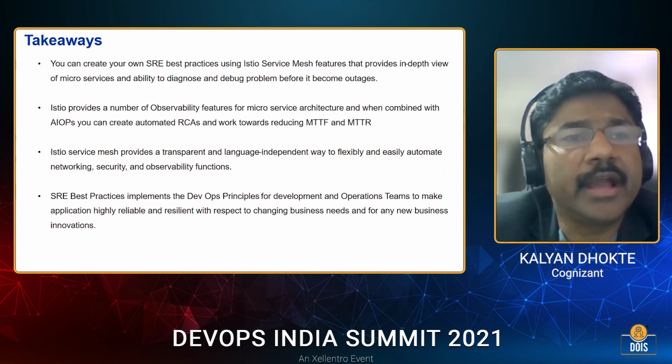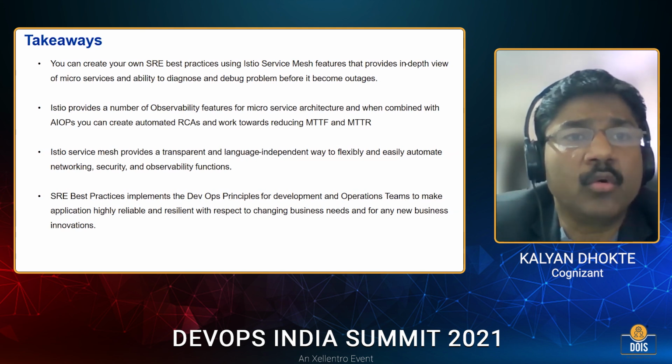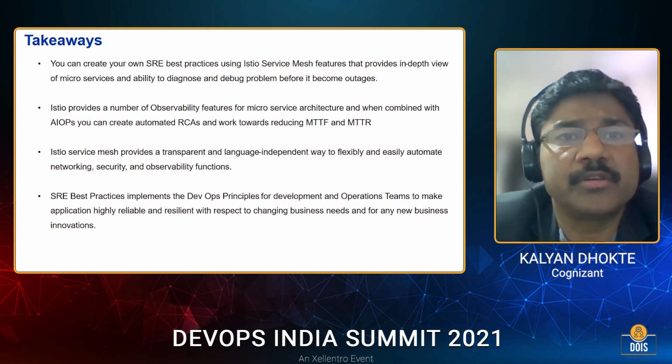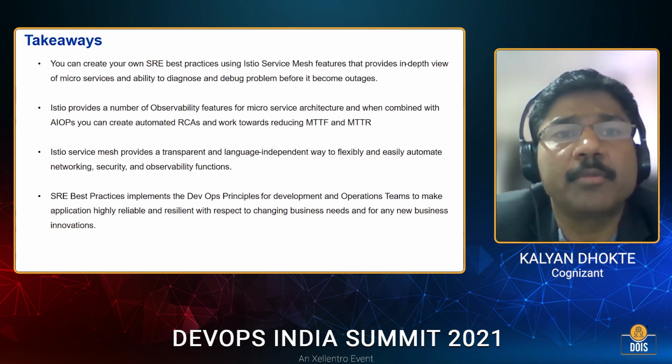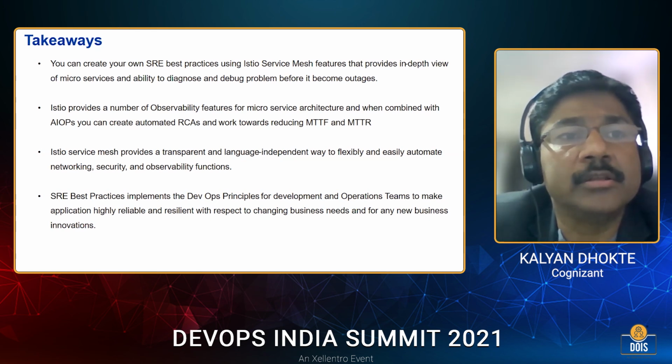In these sessions, the key takeaway is that it is definitely useful for you to implement in your project. You can create your own SRE practices using the Istio Service Mesh features, which provide an in-depth view of microservices availability and help diagnose and debug problems. That's the important understanding you can have and then implement SRE practices in your project. Whatever observability data there is, you can use Istio features with the native add-on components, or integrate with one of the AIOps tools, and work towards reducing MTTF and MTTR.